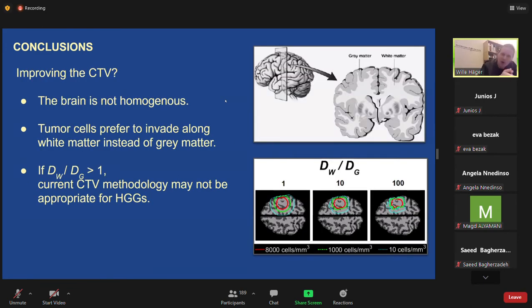So I know I'm being perhaps a bit harsh to the CTV. It's doing its job as good as it can, but perhaps we can improve it. The brain is, of course, not homogeneous. So if tumor cells prefer to invade along white matter instead of gray matter, i.e. if this ratio is greater than 1, then maybe we could improve current CTV methodology quite easily if we just let it conform more to the white matter.